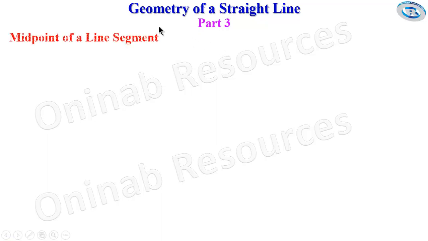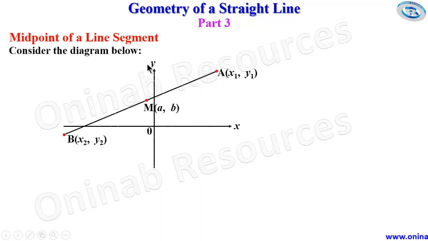So in this video, we'll be looking at the midpoint of a line segment. Consider the diagram below. The endpoints have coordinates A (x1, y1) and B (x2, y2) at the opposite ends. We are looking at the midpoint being point M, whose coordinates are (a, b).